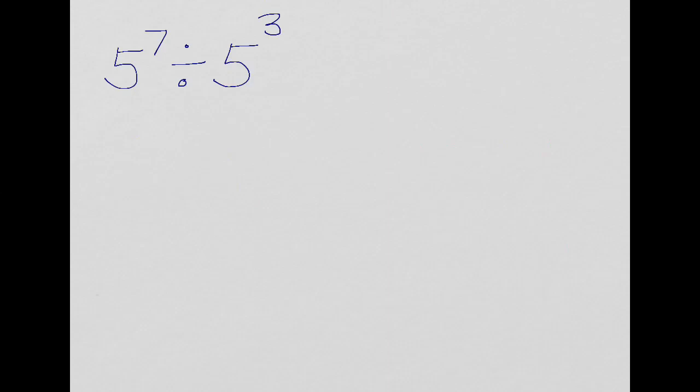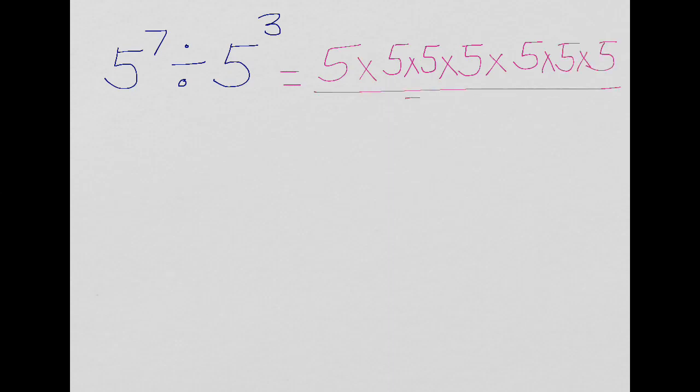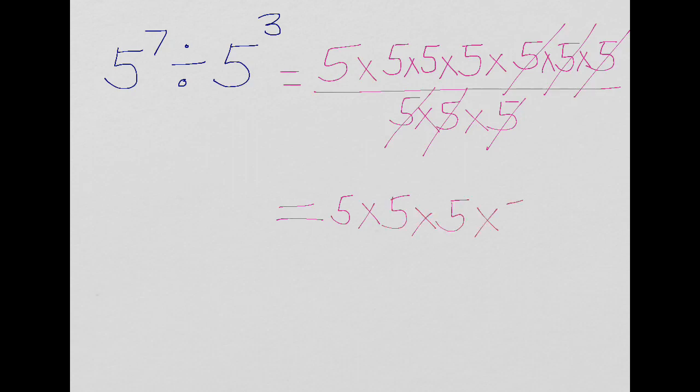So this one here, we're dividing. Let's do it the long way just to check. So 5 multiplied by 5, multiplied by 5, multiplied by 5, multiplied by 5, multiplied by 5, multiplied by 5, divided by 5, multiplied by 5, multiplied by 5. Now, let's see. 5, 5, 5, 5, 5, 5. So I'm left with this, which is 5 to the 4. Does my subtraction rule work? Let me check. Yes, it does, because 7 subtract 3 is 4.